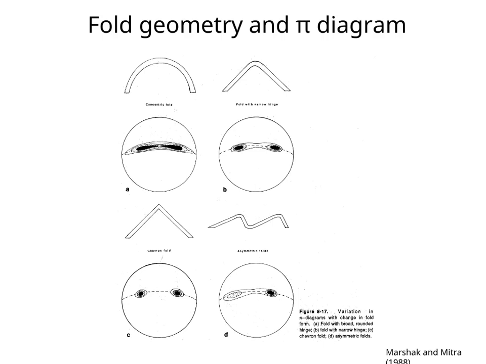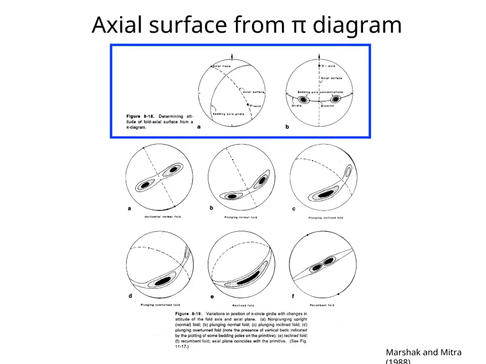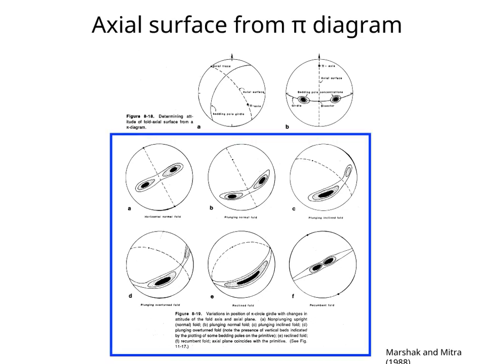The upper diagram shows how to determine the orientation of the fold axial surface from a pie diagram. The bedding poles define a great circle. The axial trace contains the pole to this great circle, the fold axis, and the axial trace. On a contoured pie diagram, the axial surface contains the fold axis, and bisects the bedding pole concentrations. The lower diagram shows the variations in position of the bedding pole girdle, with changes in the orientation of the fold axis and the axial surface.